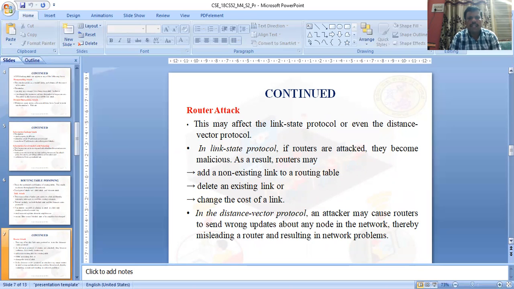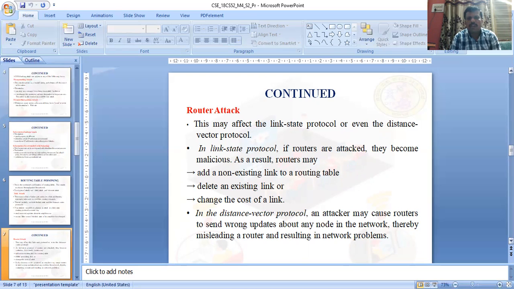Again, the hackers may delete an existing link, or change the cost of the link. The cost of the link changes. It depends always on the shortest path, so a minimum route has to be taken, with the minimum number of paths calculated. Based on the cost, if the cost of the link is changed, it is definitely heavy trouble for the routers. Which route has to be followed? It is again poisoning.